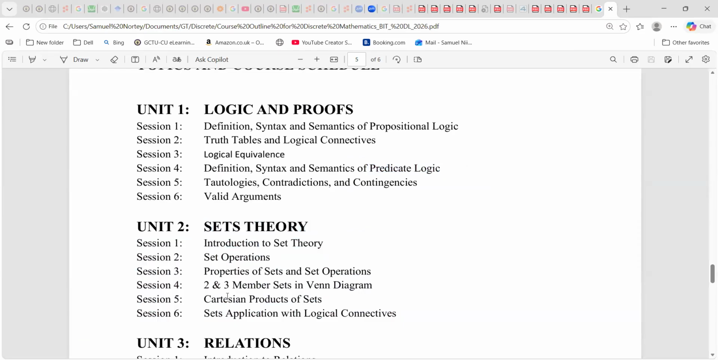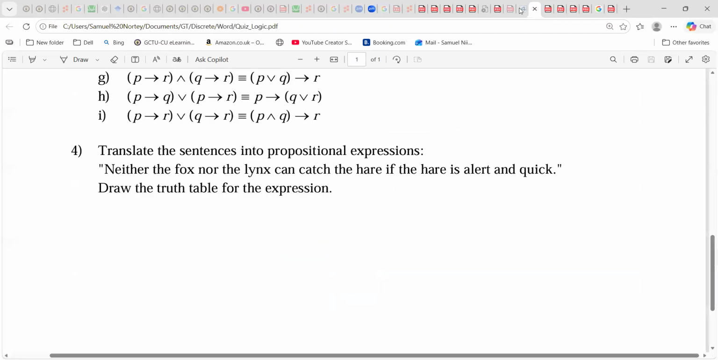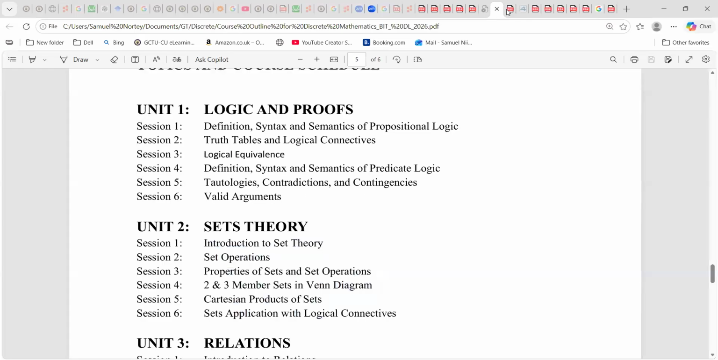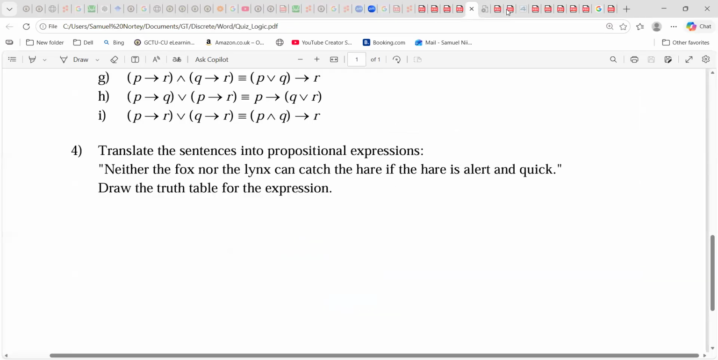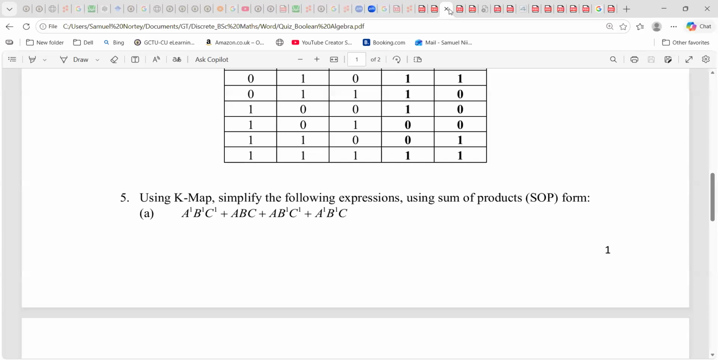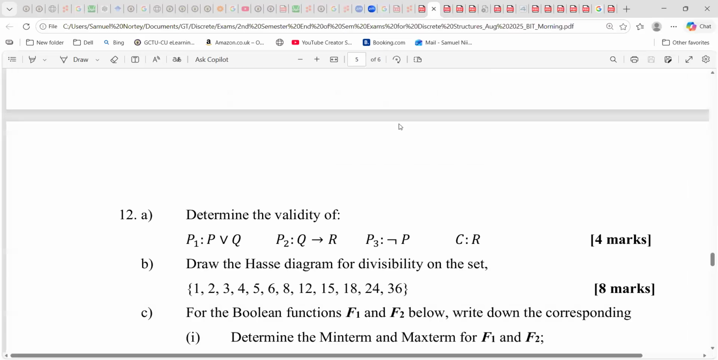So set theory, the question you saw has to do with properties of sets, where you can use sets to draw a Hasse diagram. We call it scheduling. So two member set, three member set, Cartesian product, and then from the Cartesian product, the set applications is the question you solve on Hasse diagram. Okay, so draw a Hasse diagram.